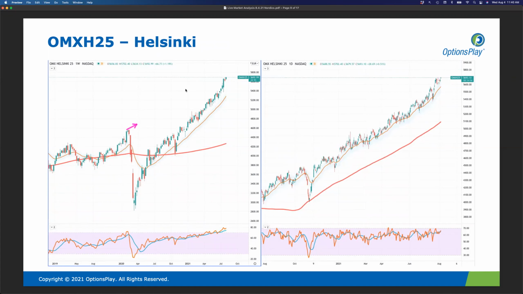And what's interesting here is that you have no negative divergence. Higher highs in price confirmed by momentum. So this is one of the strongest equity markets that I currently see out of the Nordic markets. And it's not overbought yet, meaning we have some more upside in terms of momentum. So short term, this is one that can continue to move quite a bit higher.